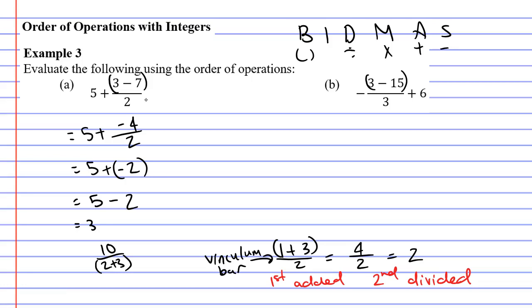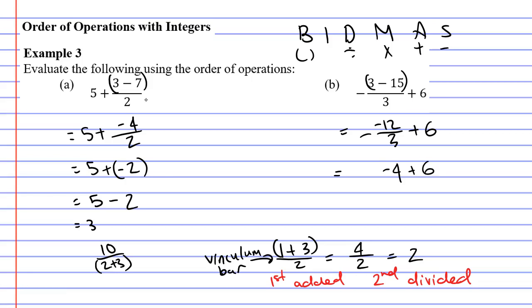Now moving on to question B, brackets first, 3 minus 15 is negative 12. So we're going to put our negative 12 over 3. We're going to put the plus 6 at the end. And because there is a negative symbol in front of the fraction, we also need to put that there as well. Okay, next step. We've got addition and we've got division. So division needs to come first. Negative 12 divide 3 is negative 4 plus 6.